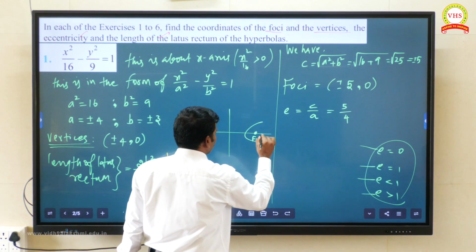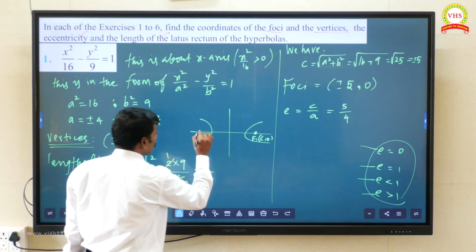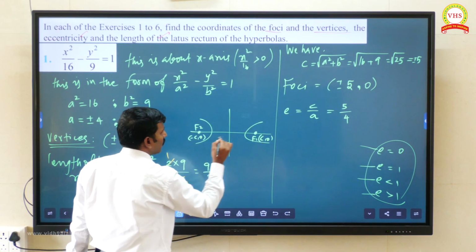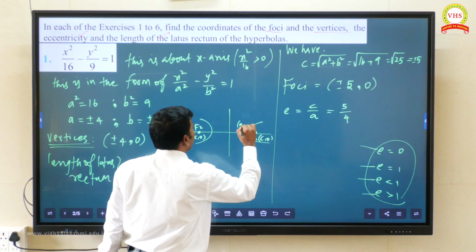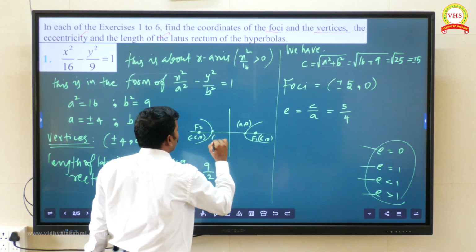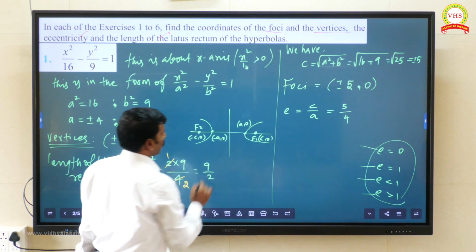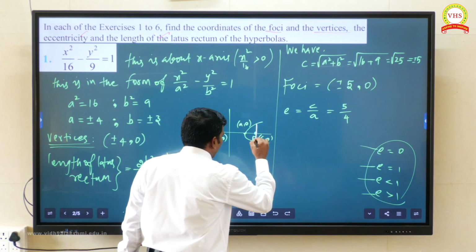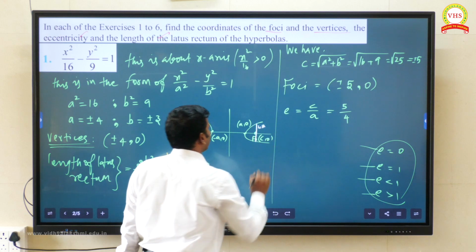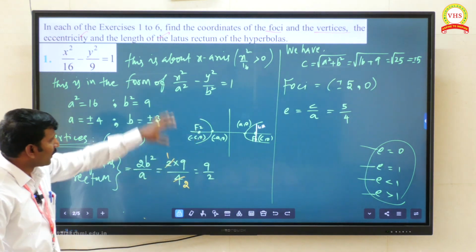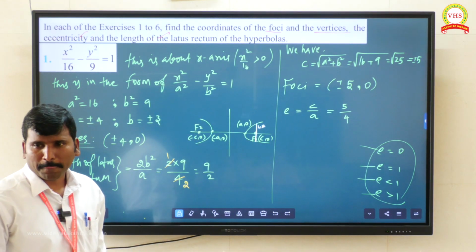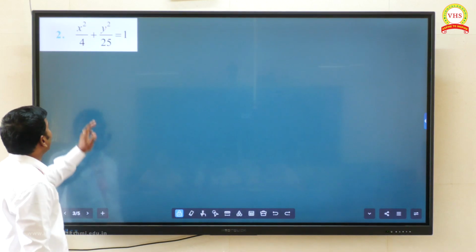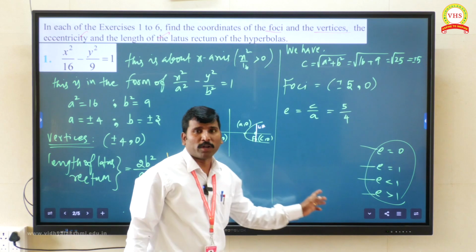Focus F1 is C comma 0. F2 is minus C comma 0. And the vertices are here A comma 0, and here you will be getting minus A comma 0. Okay, the latus rectum, where will it come? This is our length of latus rectum, LR. If you want to draw the general figure, you can draw. Clear? Right. That's it, children, question number 1 is over.